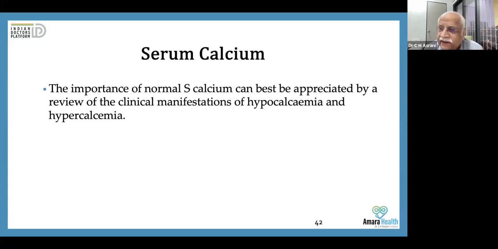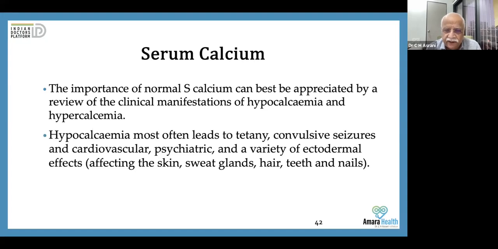So how do you understand whether normal calcium is important or not? Let's look at the clinical features of both hypo and hyper. Severe hypocalcemia leads to tetany, everybody knows, obstetrician hand, and convulsive seizures, especially in children. An infant getting a seizure, they immediately check blood glucose for hypoglycemia and serum calcium and magnesium. And cardiovascular, psychiatric, and a variety of ectodermal problems affecting the skin, sweat glands, hair, teeth, and nails.